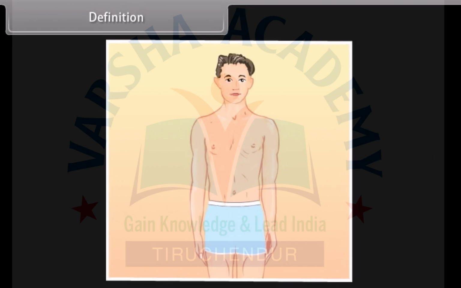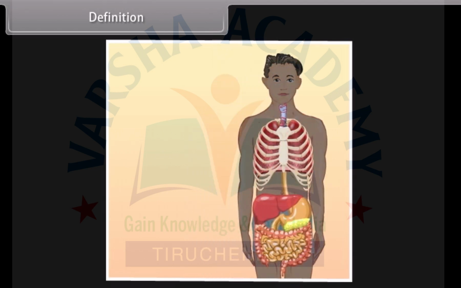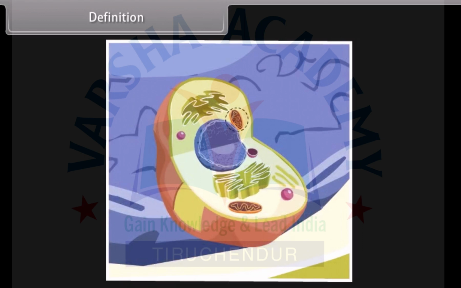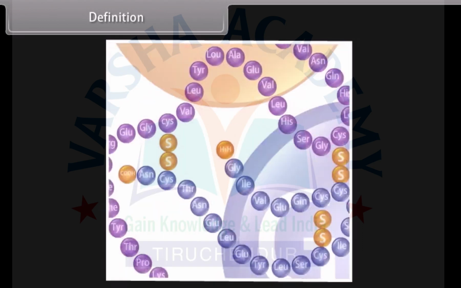Biomolecules are related to the living organisms in the sequence: living organism, organs, tissues, cells, organelles, and biomolecules.